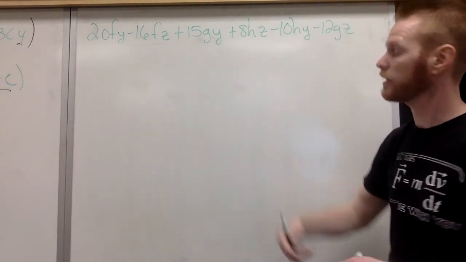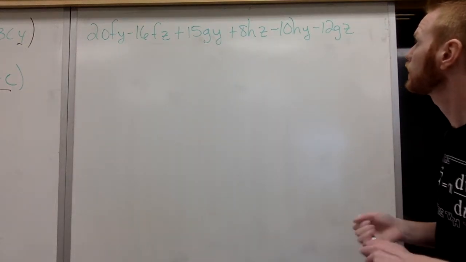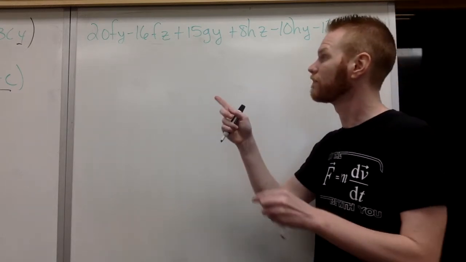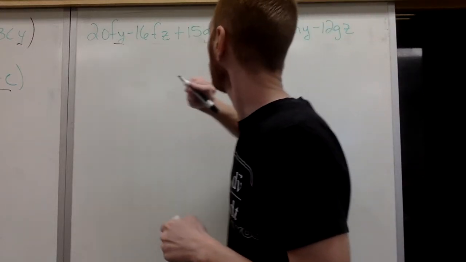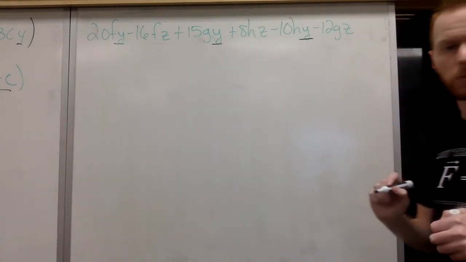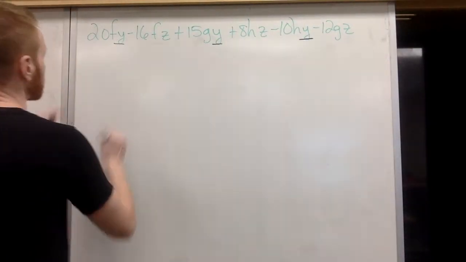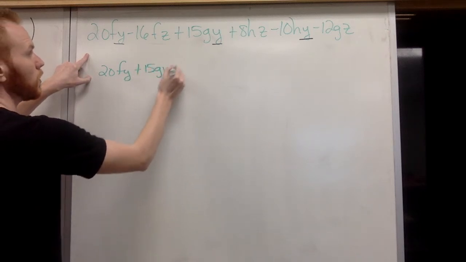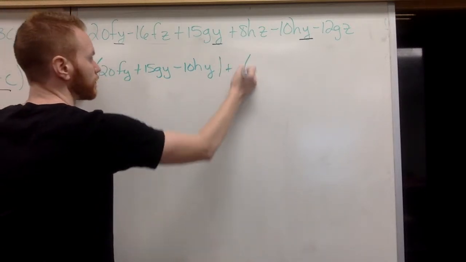Okay, now looking at this guy, I'm going to go ahead and factor by grouping again. What do I have here? Well, notice it's not as pretty as the other one. It was kind of factored nicely for us already. But notice I have a y here, a y here, and a y there. Those 3 items have y's in them, so why not group them together? I'm going to go ahead and rewrite this. So we have 20fy plus 15gy minus 10hy. I'll group those guys together.